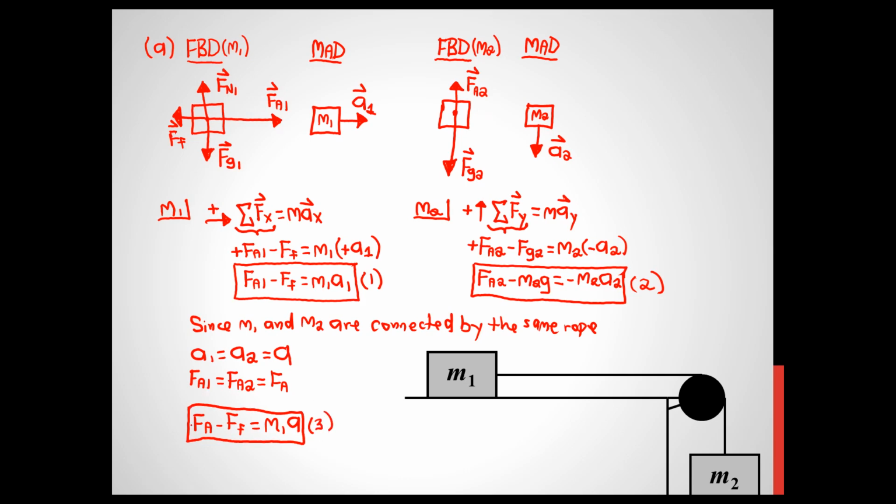And the second equation we can rewrite down as FA minus M2G is equal to negative M2A. Okay, I'll box this one, and we'll call that equation number 4.